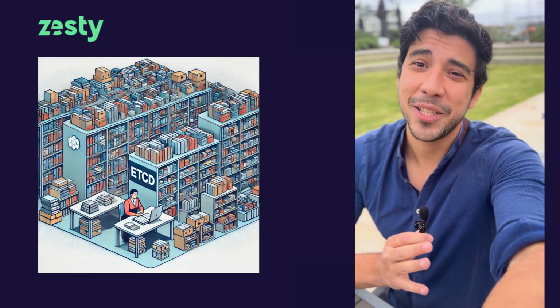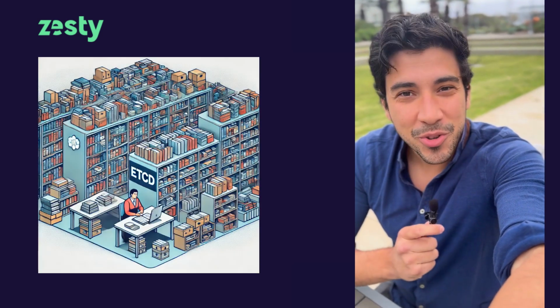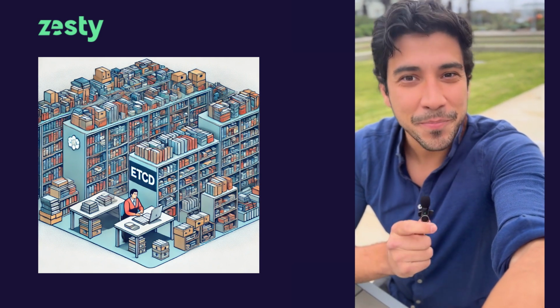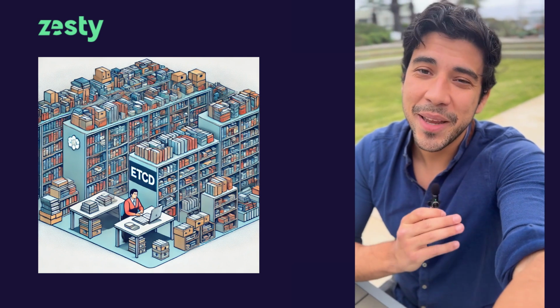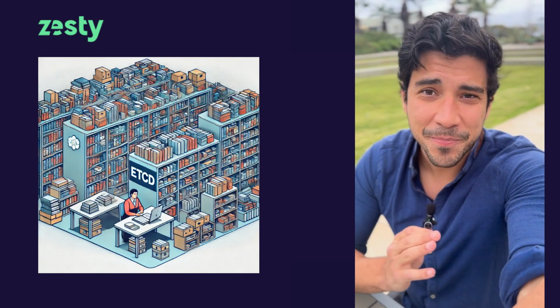Finally, we have etcd. This is technically a key-value store used to hold and manage the critical information. So this is where all the important information is stored, kind of like a recipe book. It keeps track of the entire state of your containers.